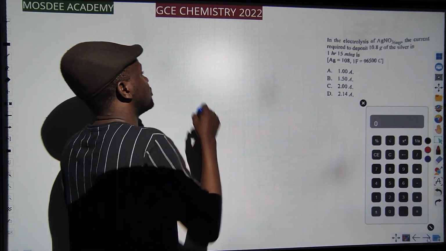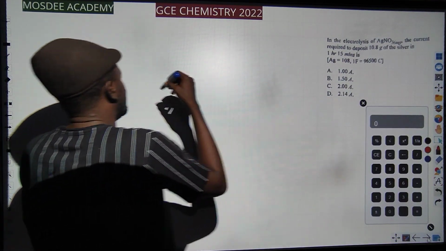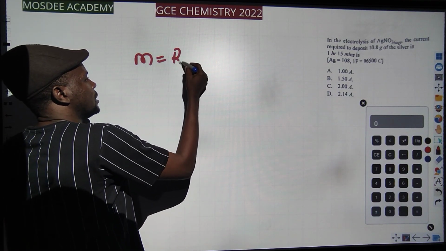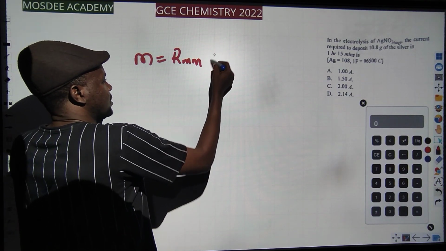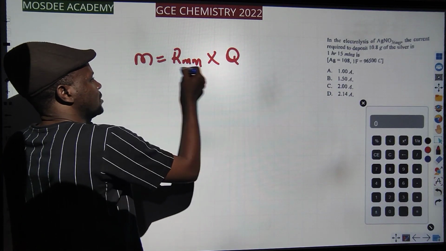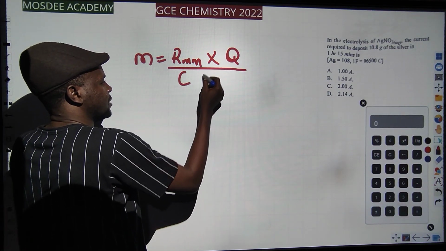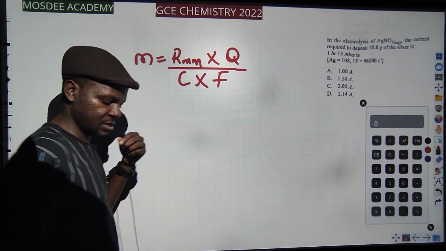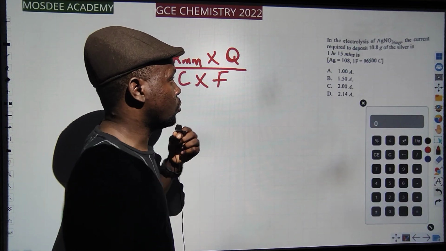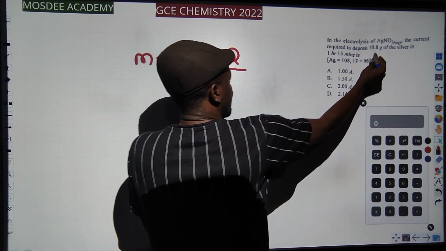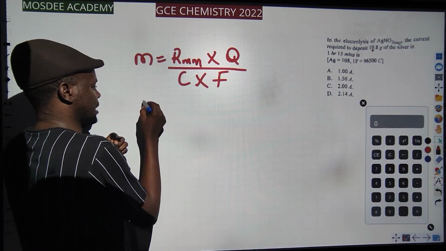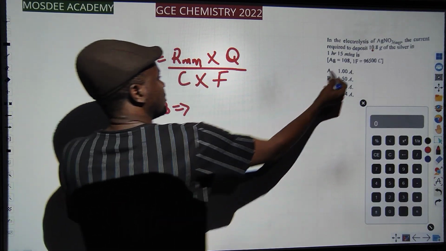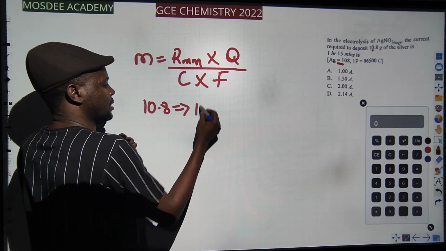Doing this directly, like I said, from the formula given on this channel, the direct solution from the second law is this: mass deposited is equal to the relative molecular mass times the quantity of electricity, divided by the charge of the salt multiplied by Faraday, which is always 96,500. So without any delay, the mass we are substituting is 10.8. Relative molecular mass is this guy, that is 108.